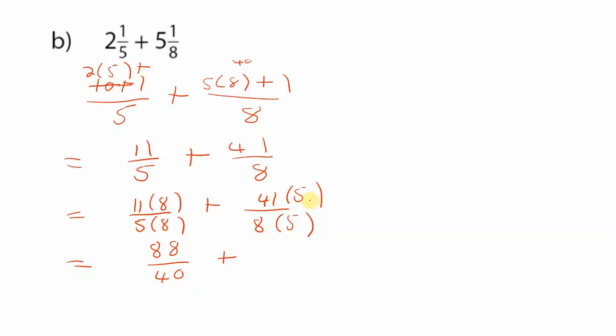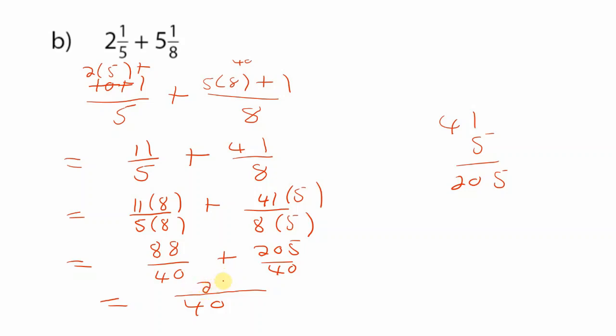4 times 5 is 20, times 10 it's 200. And 1 times 5 is 5, so it's 205 over 40. Let's just show here 41 times 5. 1 times 5 is 5. 5 times 4 is 20. 205. So now the bottoms are the same, so we are allowed to add and subtract. 205 plus 88 is 293.